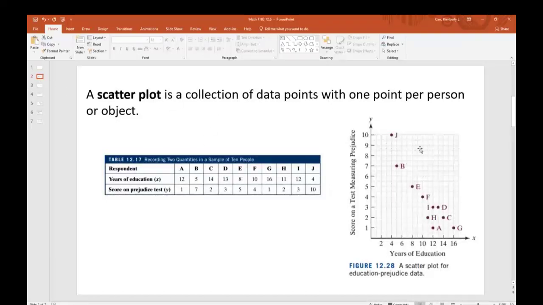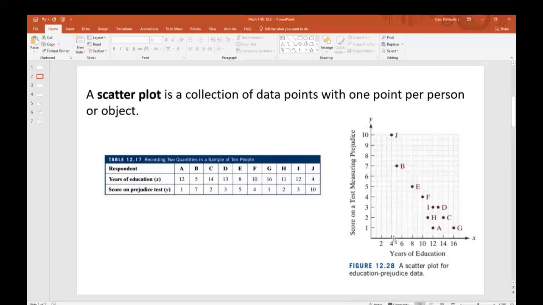First of all, a scatter plot you're probably familiar with. It's a data collection point, so it looks a lot like just plotting points in algebra. When we're dealing with it from a statistical purpose, then these values are not just values, but they have meaning. So what we see here is that the years of education are on the x-axis and the score on a test measuring prejudice is on the y-axis.